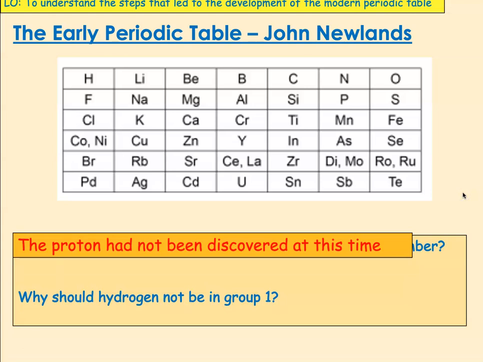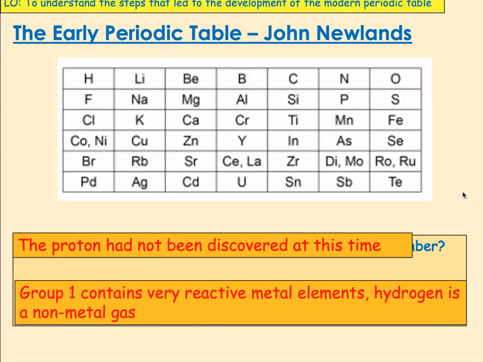Why should you not put hydrogen into group 1? So think about what group 1 is like. What are the elements in group 1 like? Well, they're all metals, and they're all very reactive metals. What's hydrogen like? Well, hydrogen is a gas, so it doesn't fit in with a pattern, does it? So group 1 is normally very reactive metals, and hydrogen is a non-metal.